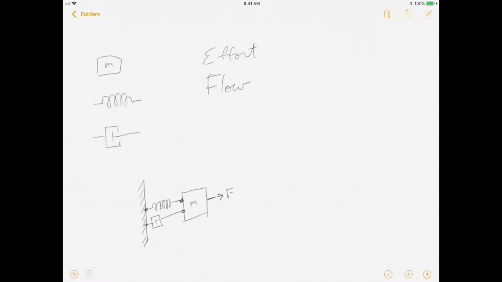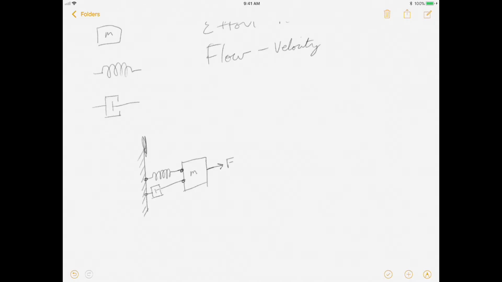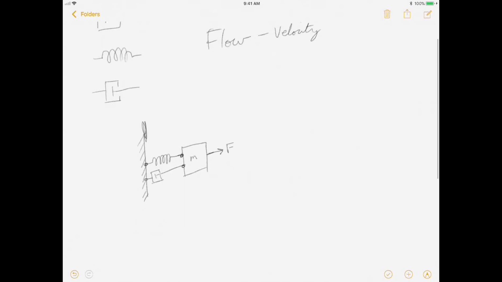And this force is going to be an example of effort. An example of flow is a velocity relative to a plane. So the velocity that we may be interested in may be relative to this fixed plane right here. But we weren't given a fixed velocity, we were given a force that's being applied to this system. So, how do we consider this system?